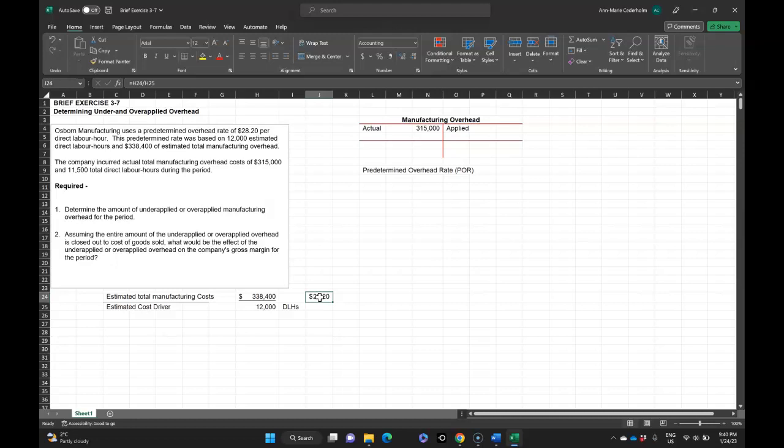Now the next step is to find out how many actual direct labor hours there were. So I'm going to take my predetermined overhead rate and multiply it by the actual direct labor hours. If we were doing this by job, you would do this for every single job. You'd see how many hours it was for job 1, and then you'd allocate that out at $28.20. Then you'd figure out how many direct labor hours were in job 2, and allocate that out at $28.20. But we're just happening to do this all at once.